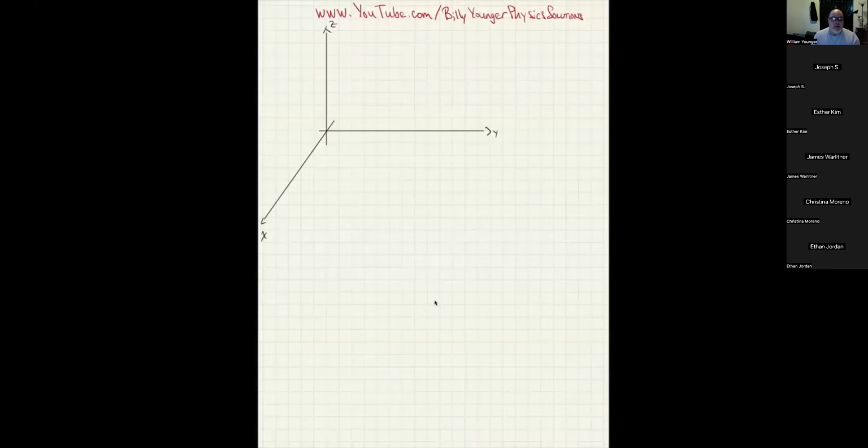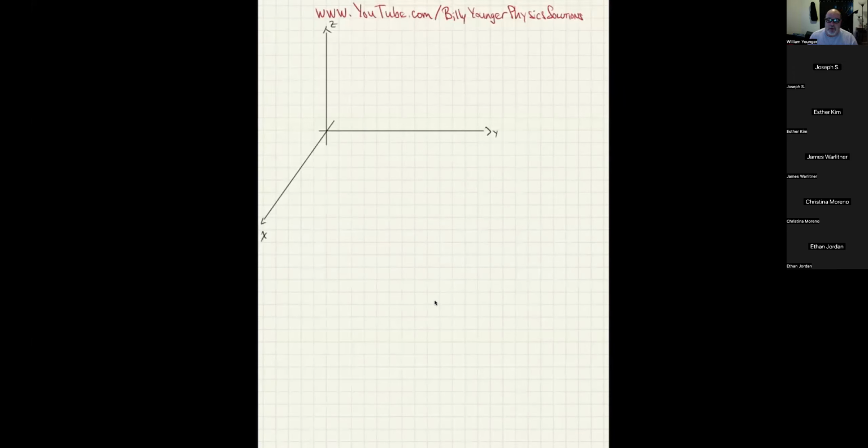I'm going to start by sharing my open notes iPad screen, and you should see that I have a 3-dimensional coordinate system drawn up here.